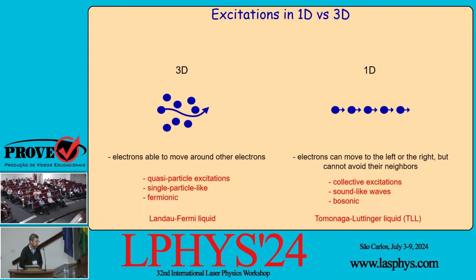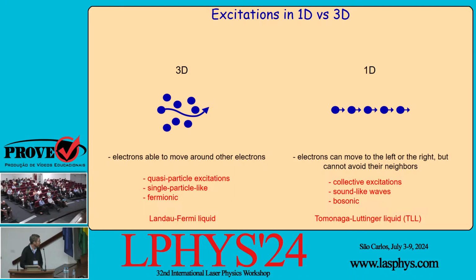So what I want to talk about now is one-dimensional physics. And we decided that since it was so difficult getting low temperatures in the Hubbard model, this was low-hanging fruit. People hadn't done experiments with 1D geometry. But the idea is that in 3D, electrons are able to move around other electrons. And in so doing, the excitations are quasi-particle-like, they're single-particle-like as well, and they're fermionic. And this is something called the Landau Fermi liquid theory.